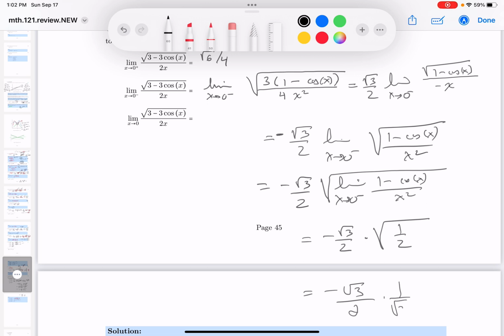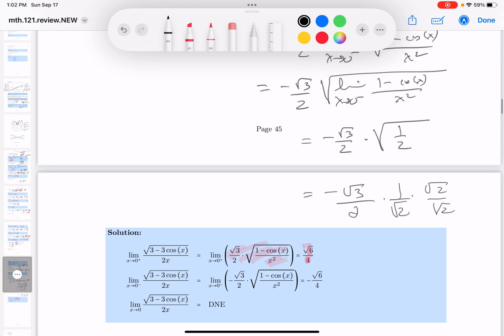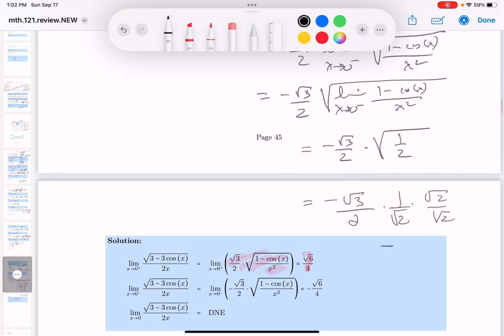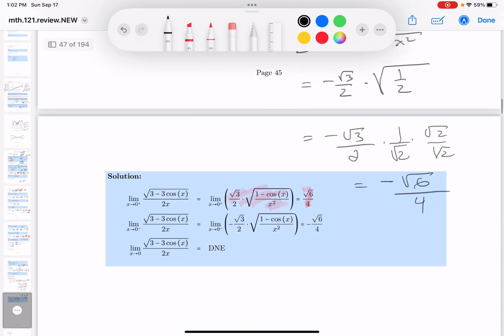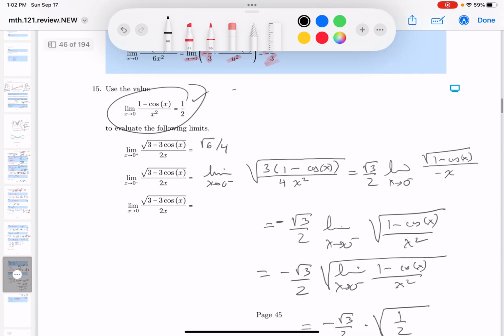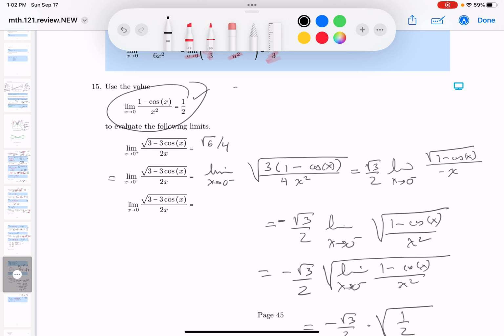Boy, it's deja vu all over again, isn't it? Multiply top and bottom by root 2. And what do you get there? You get, let's see, minus root 6 on top, because root 3 times root 2 is root 6. We get a minus sign over there. On bottom, we get 2 times 2, which is 4. So minus root 6 over 4. Let me write that down for you. This is going to be equal to minus root 6 over 4.